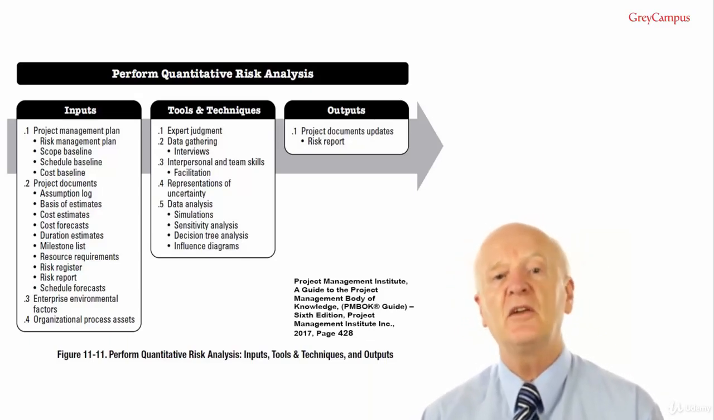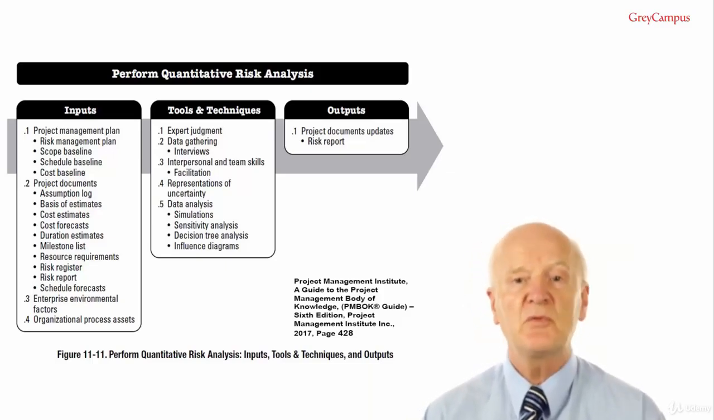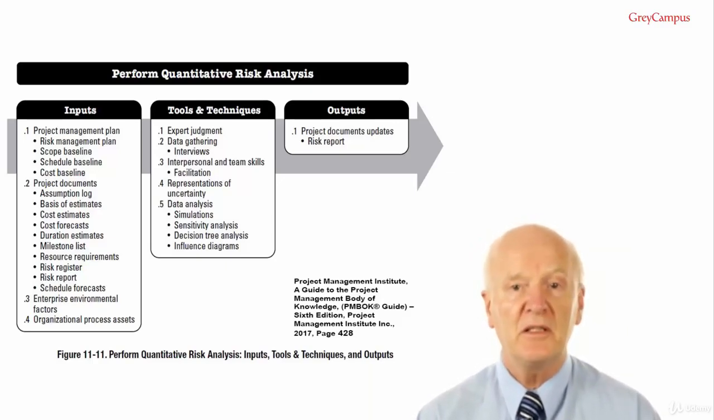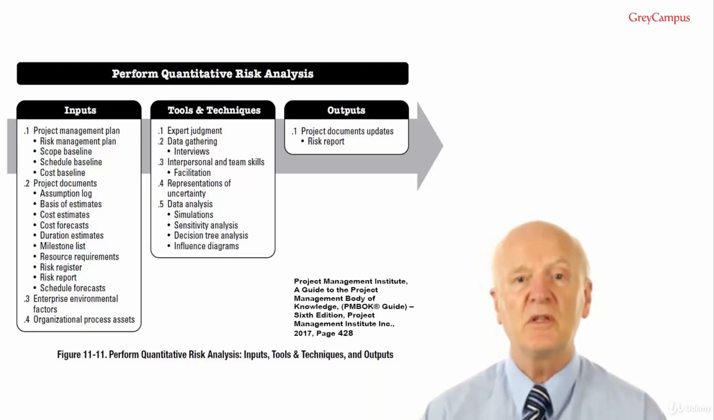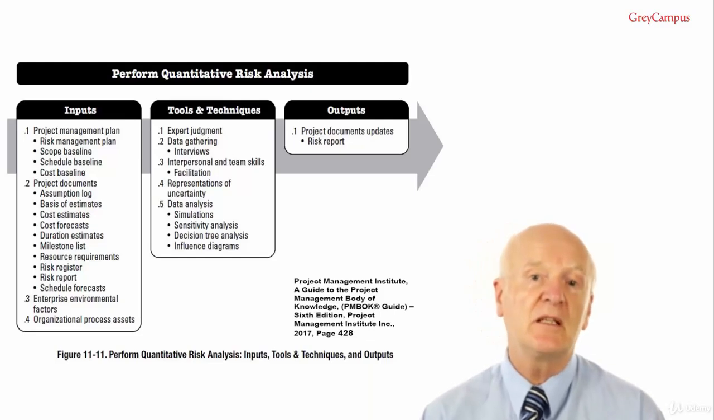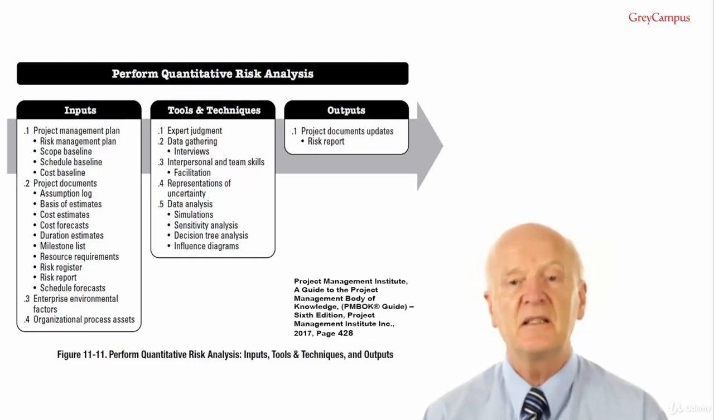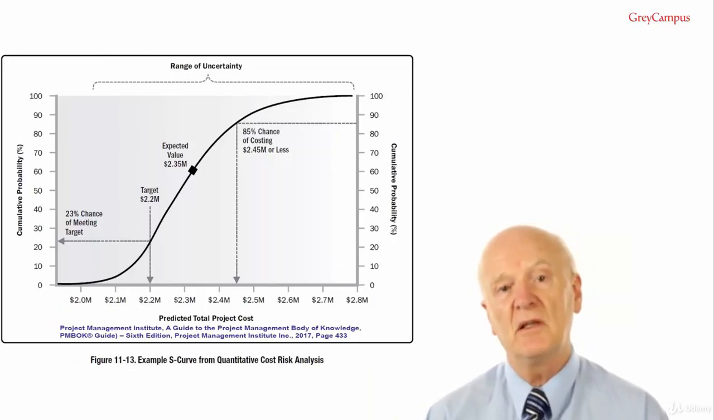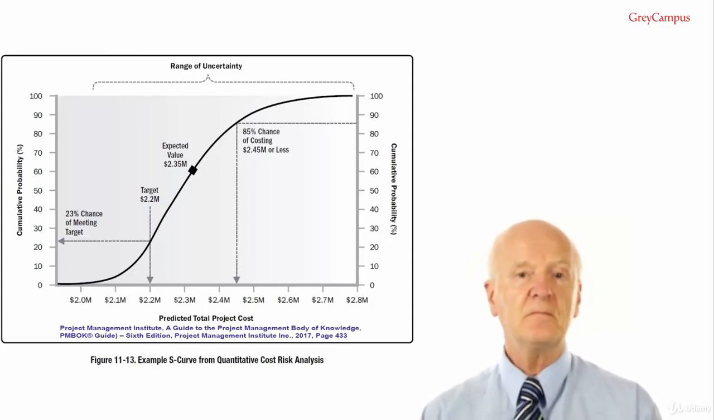Typical outputs include a histogram presenting the number of iterations where a particular outcome resulted from the simulation, or a cumulative probability distribution with S-curve, representing the probability of achieving that particular outcome or less. An example S-curve from a Monte Carlo cost-risk simulation is shown in figure 11-13.